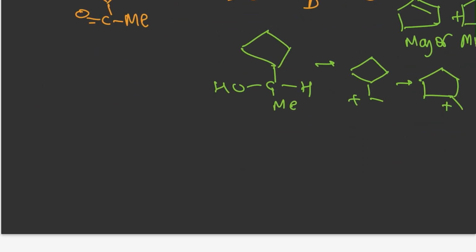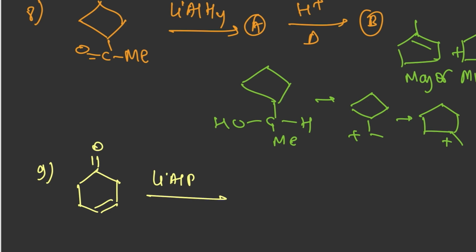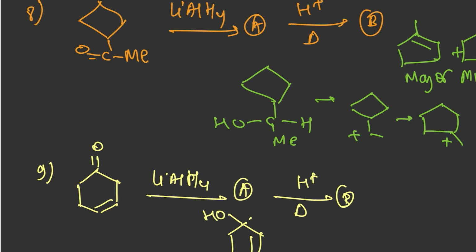Ninth, LiAlH4 gives A, H plus delta gives B. So it will form OH and H. On dehydration, it will form this compound.